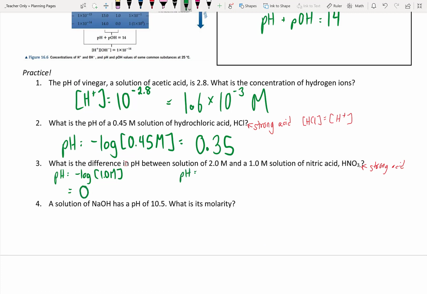Where the pH of a 2 molar solution would be negative 0.3. Okay, these are very concentrated solutions of a strong acid. So we're kind of seeing that the pH scale does go beneath 0 and over 14. This is a true story. It does not mean that there's anything wrong with your calculations. It's just a very strong acid.